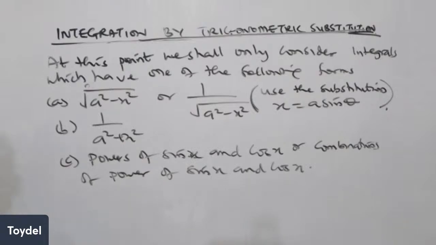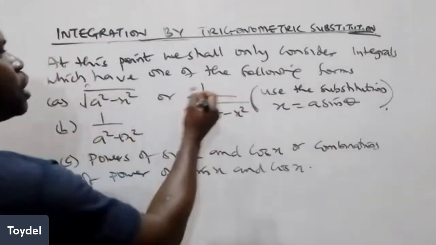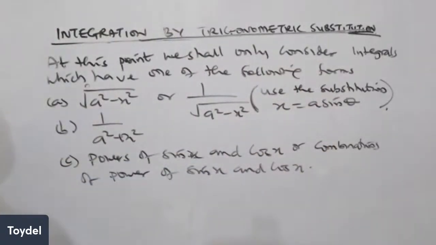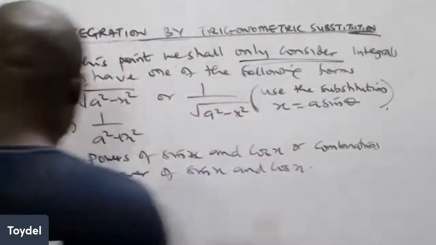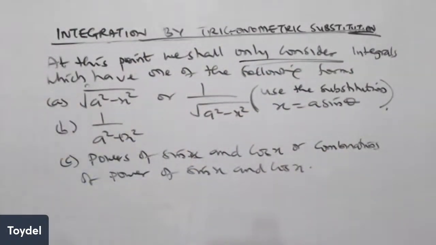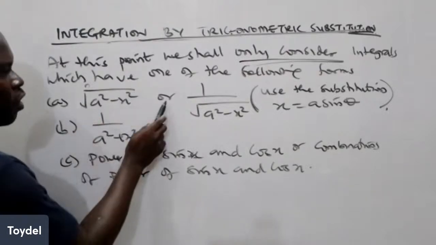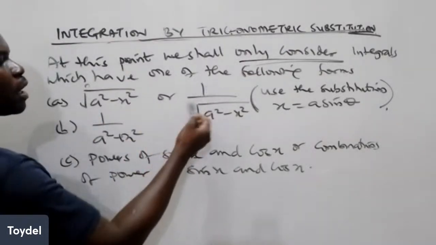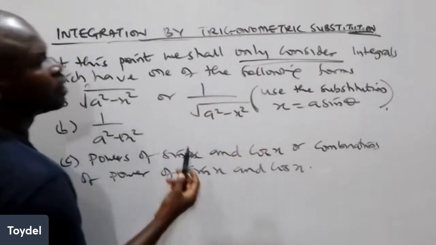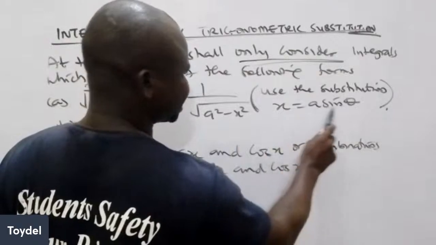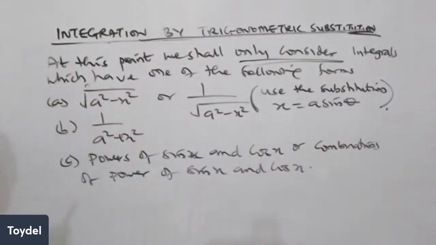At this point now, we shall only consider integrals that have one of the following. A, where we have the square root of a squared minus x squared, or if the question is in the form of 1 over the square root of a squared minus x squared. In this case, we are going to use the substitution x equal to a sine theta. That's the substitution that we are going to make use of.